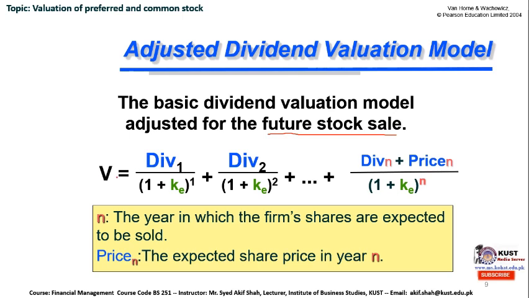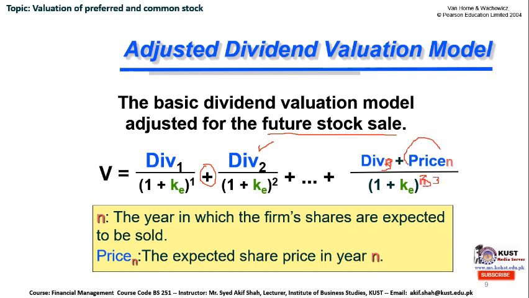Like V is equal to the dividend for time period 1 divided by 1 plus ke raised to the power 1. Then put a summation sign. Second time period's dividend, then discount it with the equity required rate of return, 1 plus ke raised to the power 2. Similarly for dividend 3, if the investor is going to sell out this stock at time 3, it needs to be discounted with 1 plus ke raised to the power 3 over here.